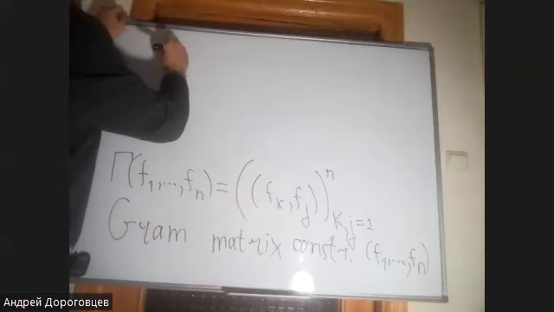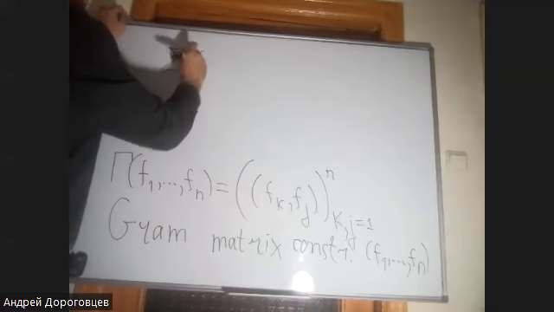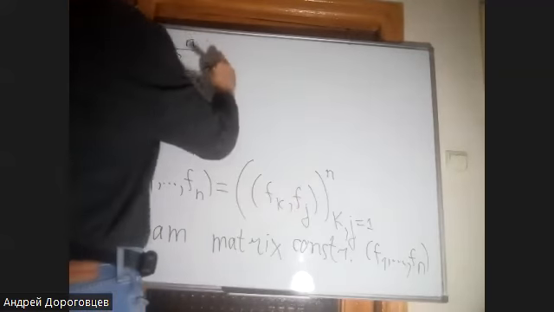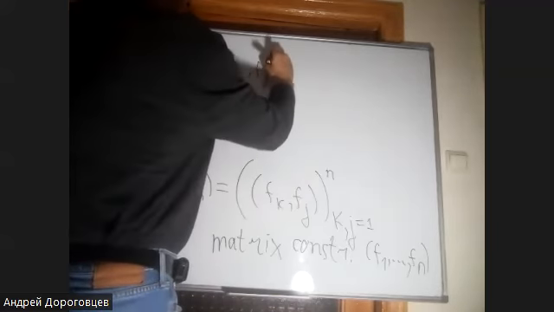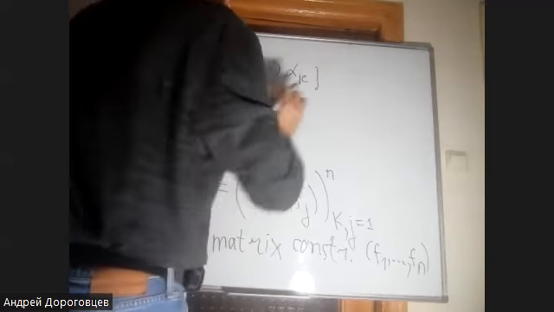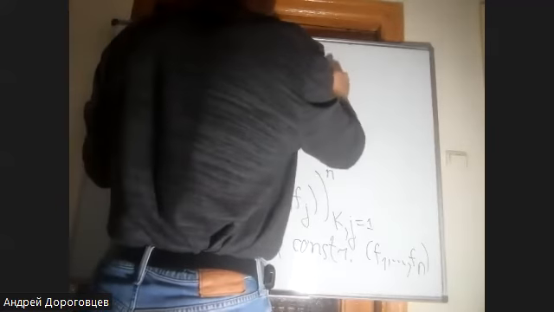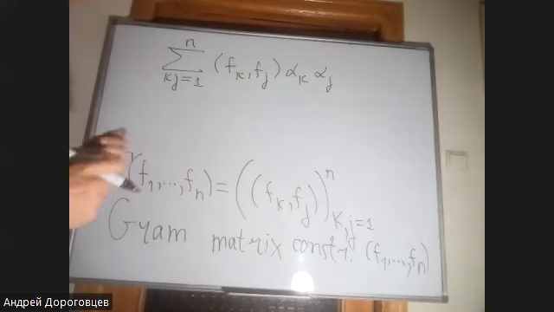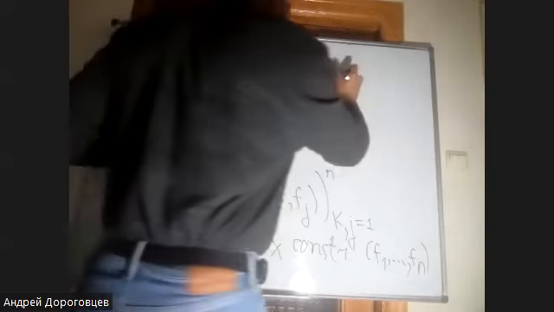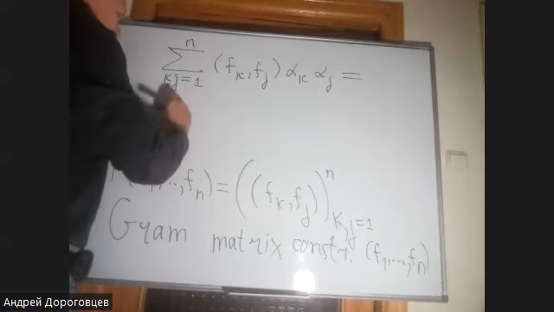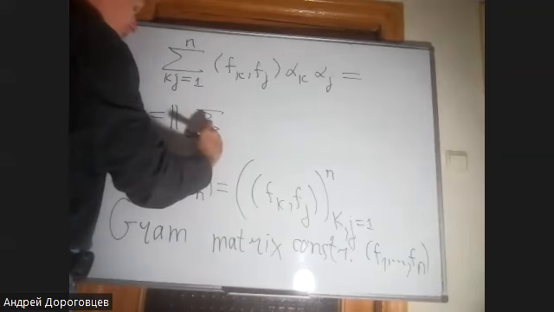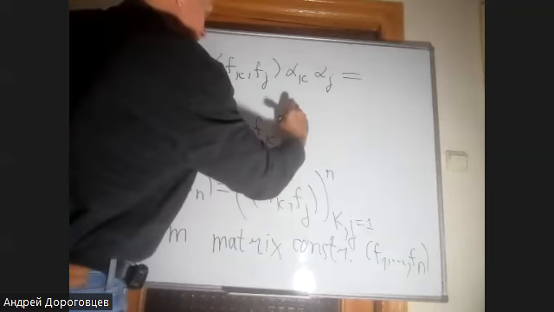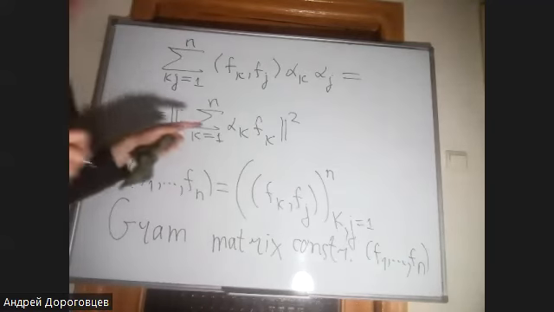Really, suppose that I have such a quadratic form, the sum over k, j equal 1 to n, where the coefficient is Fk, Fj, and here is alpha k, alpha j. What I need to prove is that this is non-negative. But by linearity, it is very easy to see that it is nothing else than the norm of the sum k equal 1 to n of alpha k Fk, squared. So it is non-negative.